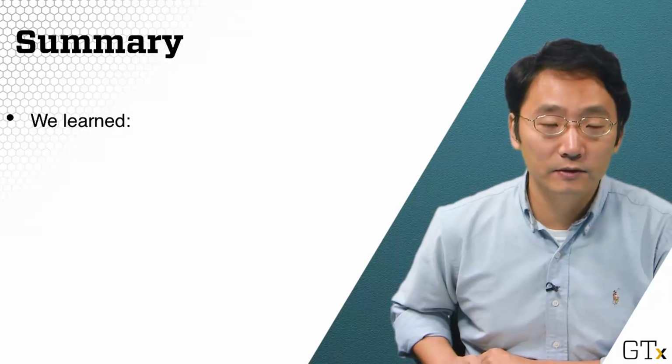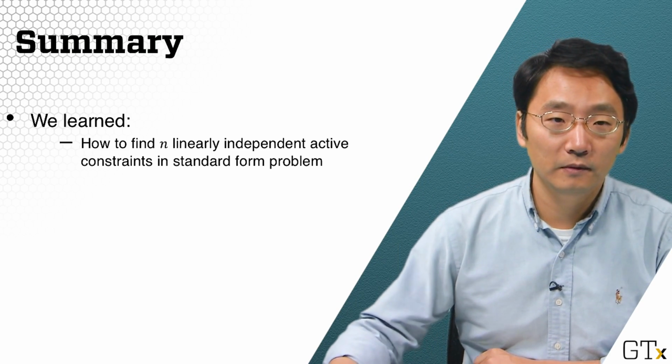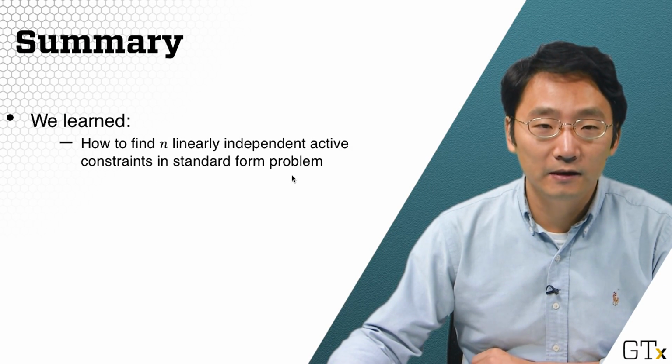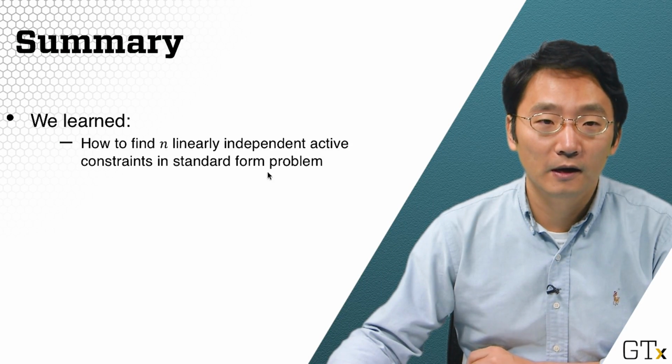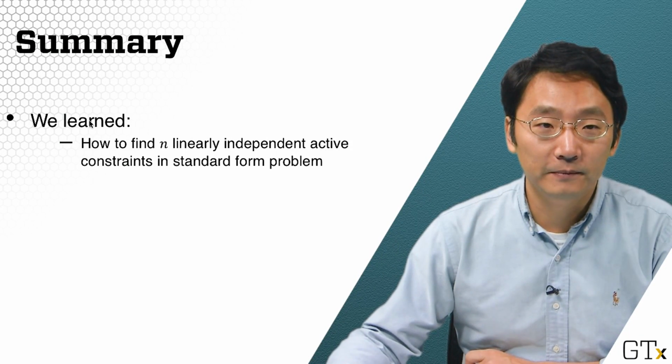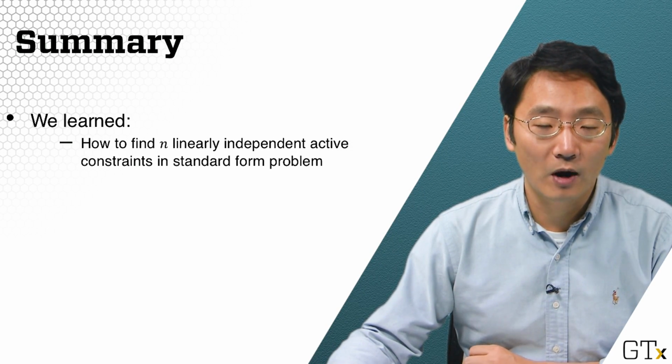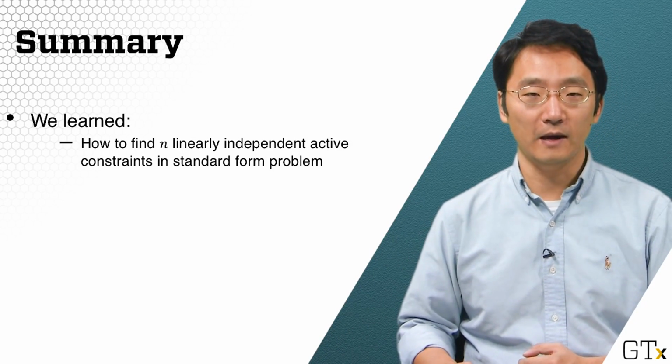Let's summarize what we learned. We learned how to find n linearly independent active constraints in a standard form problem. This technique is really for finding a basic solution in a standard form problem. The key point is to use the property that we can find m linearly independent columns from A.